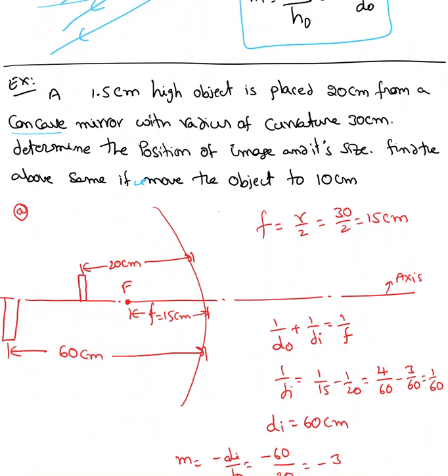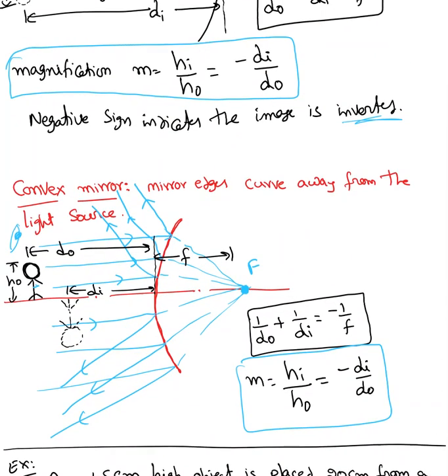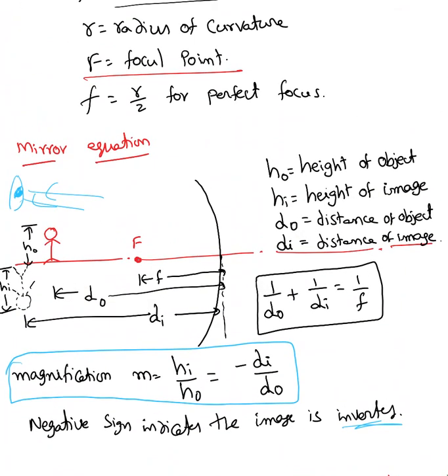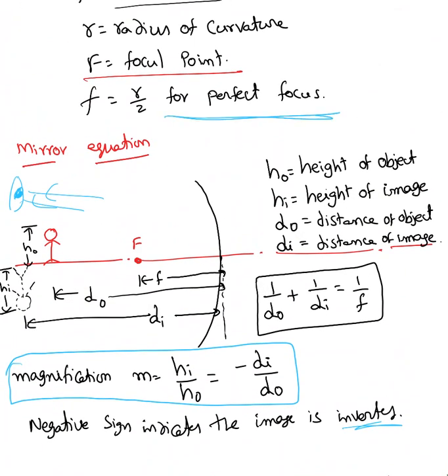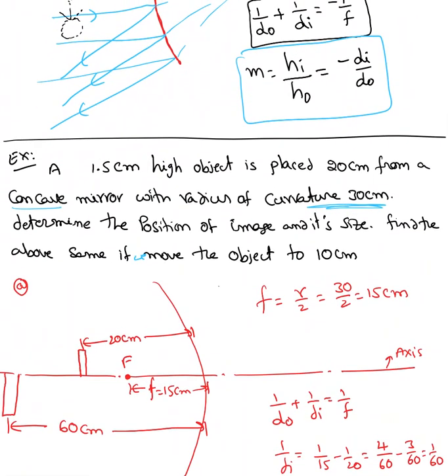And focal length, he didn't give the focal length, but he gave the radius of curvature. So from there I'm assuming it has a perfect focus. Okay, so that's what you can see, for a perfect focus, f equal to r by 2. So I'm assuming it has a perfect focus. From there I found the focal length, f equal to r by 2, which is 15 centimeter.